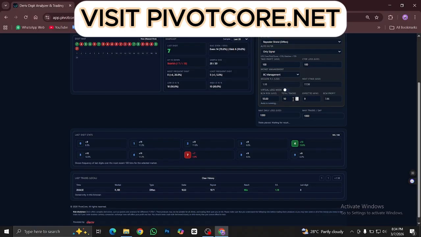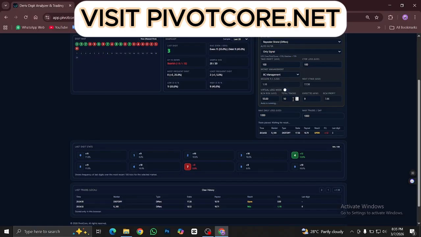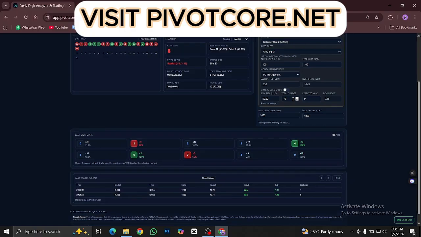So what is Pivotcore? Unlike many complicated bots that require coding knowledge, Pivotcore.net is a user-friendly, cloud-based platform designed specifically for Deriv's synthetic indices. It analyzes market trends, identifies reversals, and manages risk automatically. Whether you're trading volatility indices or crash and boom, this system takes the guesswork out of the equation. It's built for those who want consistency without spending hours staring at charts.